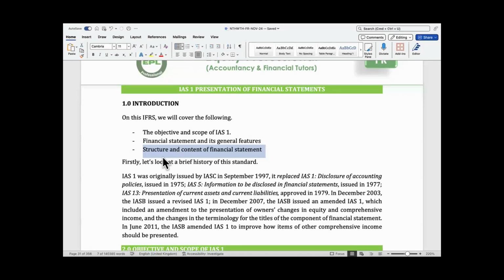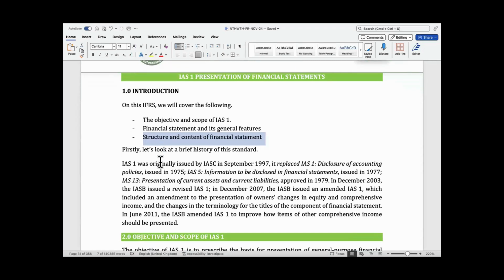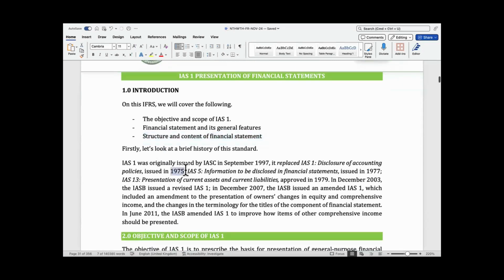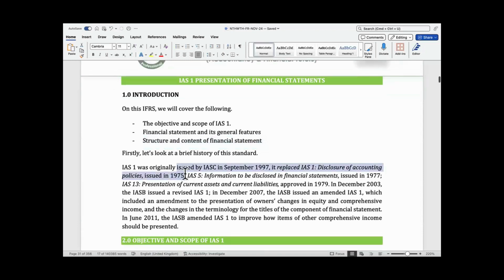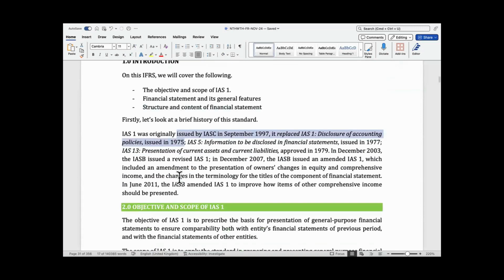This standard has a very long history. It has been in existence since about 1975, and it has grown. The most recent update on this standard we are looking at today was in June 2011.